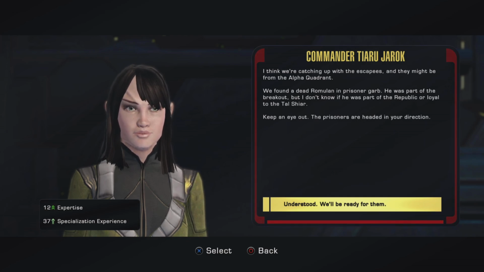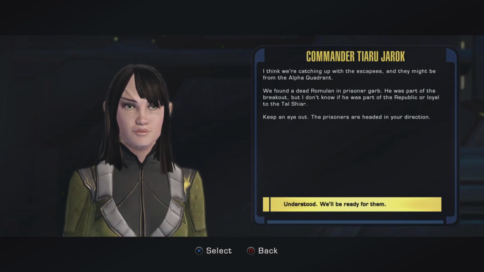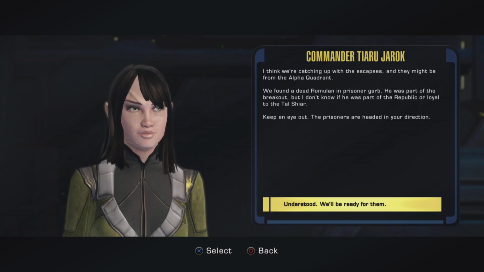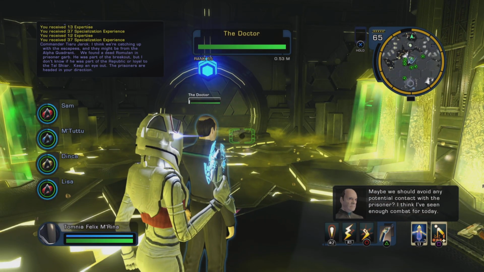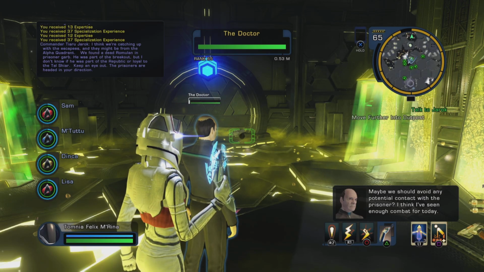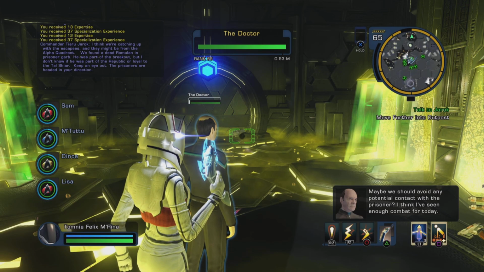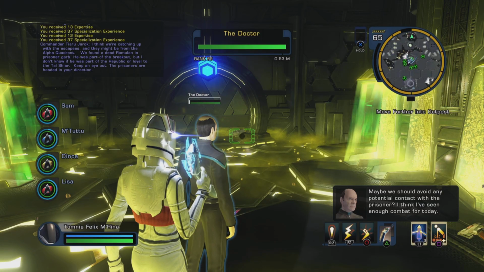Romulan in prisoner garb. He was part of the breakout, but I don't know if he was part of the Republic or loyal to the Tal Shiar. Keep an eye out. The prisoners are headed in your direction. Yeah, maybe we should avoid any potential contact with the prisoner? I think I've seen enough combat for today.